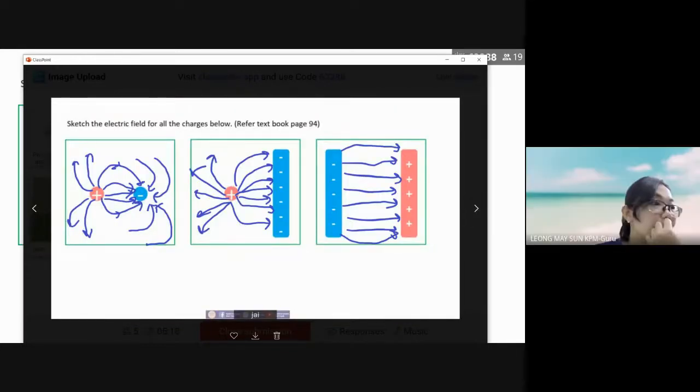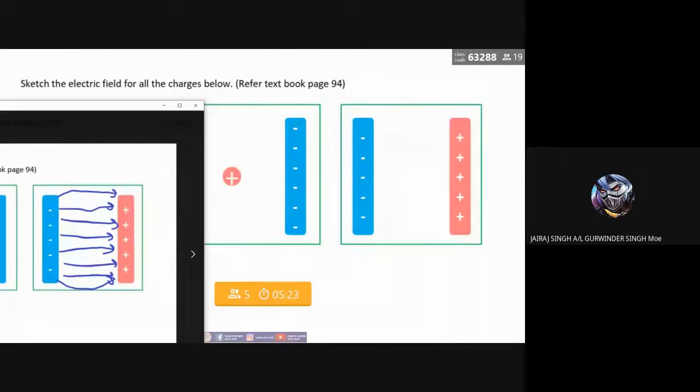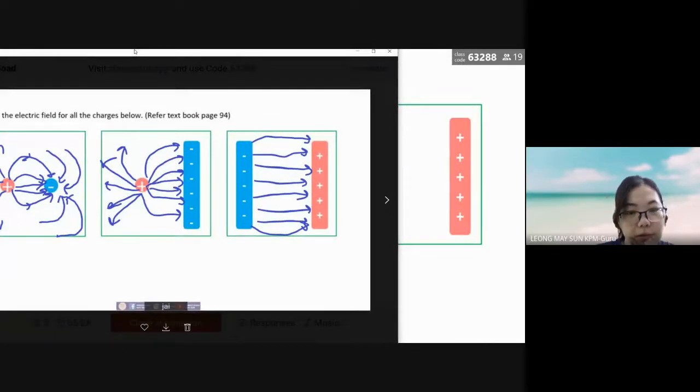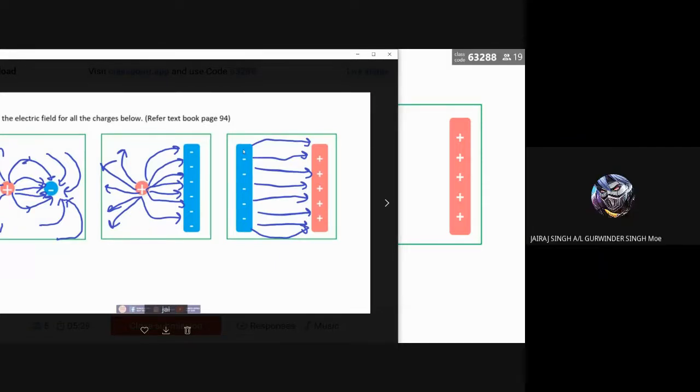Teacher. Yeah, the third one is supposed to be upside down. Yeah, my bad. How are you going to explain that to your SPM examiner? That's a good point.